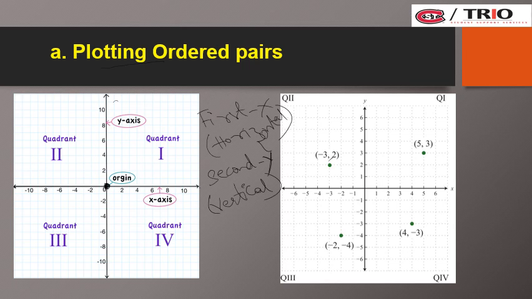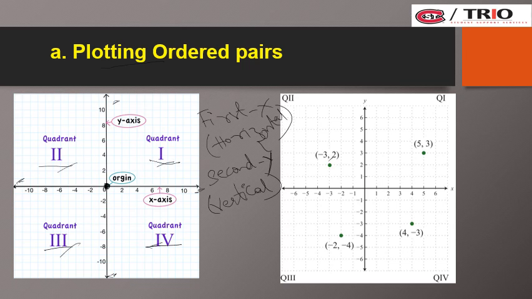We have 4 quadrants in the graph. A graph is formed with the two perpendicular lines, and we have 4 quadrants in that: quadrant 1, quadrant 2, quadrant 3, and quadrant 4. So we have positive x-axis, positive y-axis, negative x-axis, and negative y-axis. This all forms 4 quadrants: 1, 2, 3, and 4.